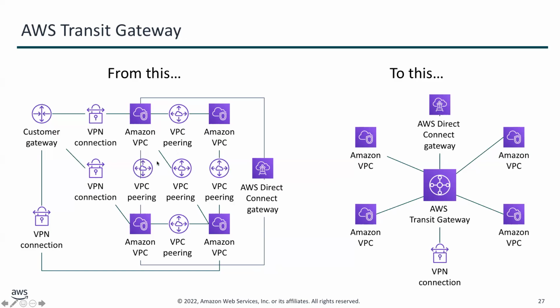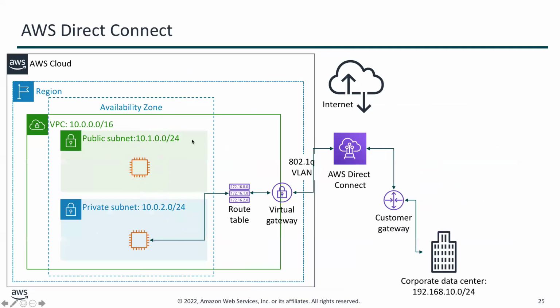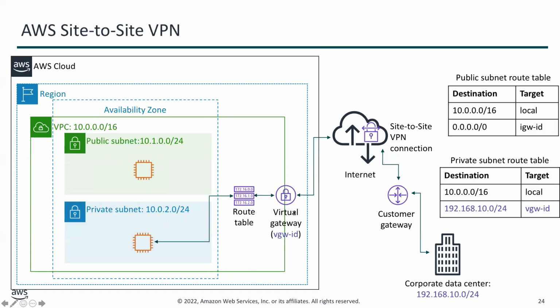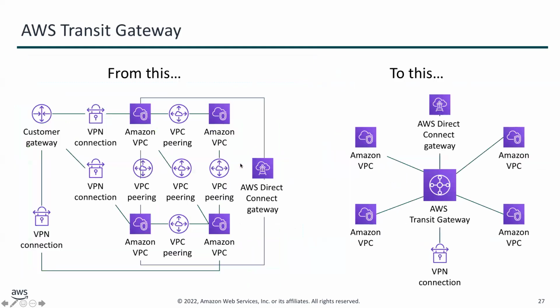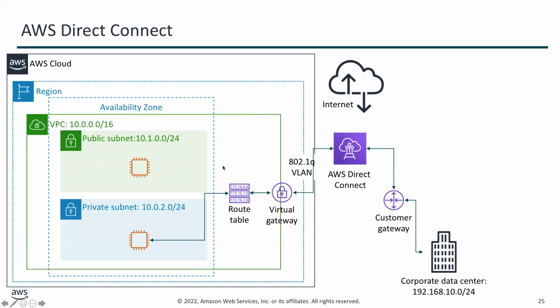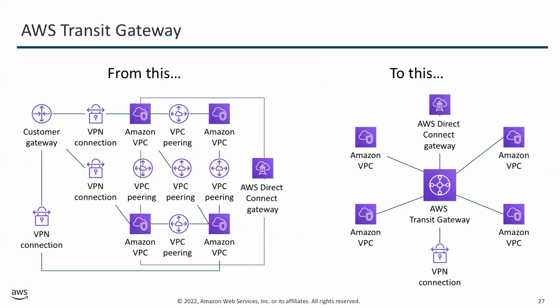So here on the left hand side, you can see you have a customer gateway, you have a VPN connection, and then that is connected to Amazon VPC. Let's say this one, you do the same thing with this one. So you need your data center to be connected to the AWS Cloud. Now this is connected to a VPC, and this VPC could be paired with another VPC using VPC peering.